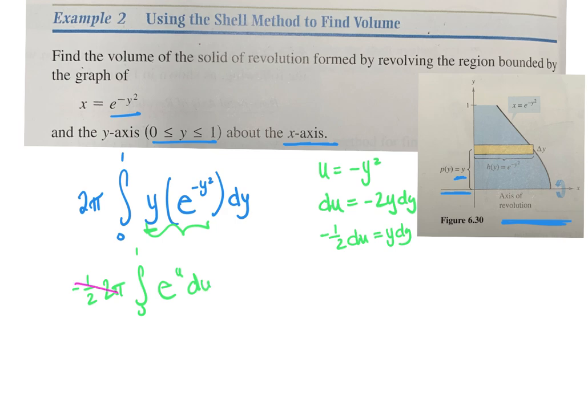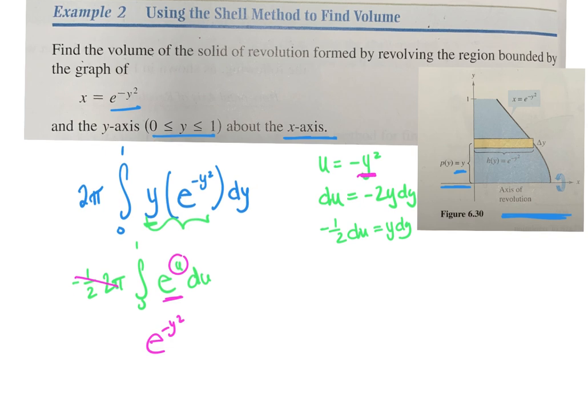So these basically cancel. So now I'm just taking the antiderivative of e to a function. That's just e to the power, right? So this is just going to be e to the u, but my u was negative y squared. So e to the negative y squared. I still have that pi there, and I'm going from 0 to 1, right? And so it's going to end up being just e to the negative 1 times pi, which is approximately 1.986, right?